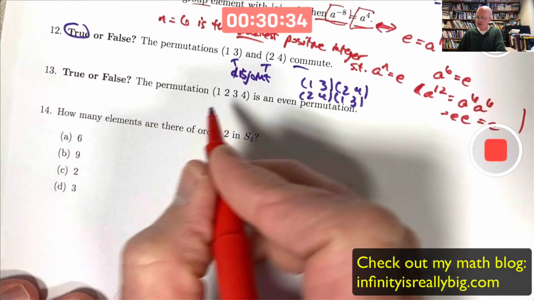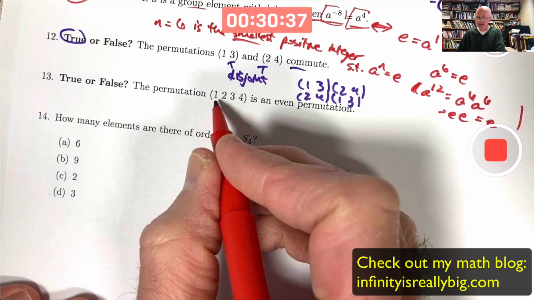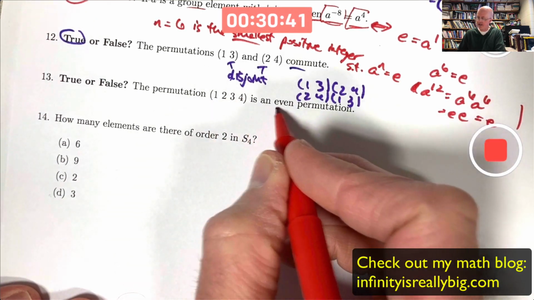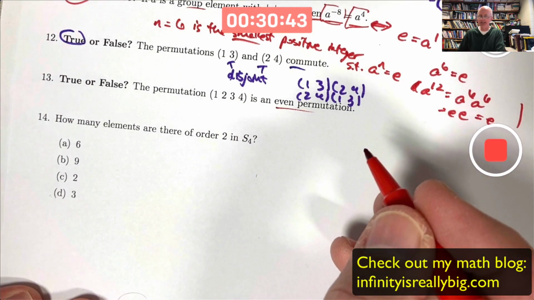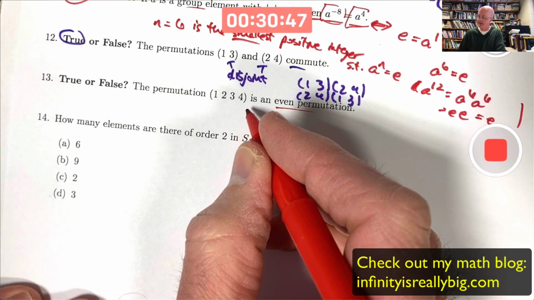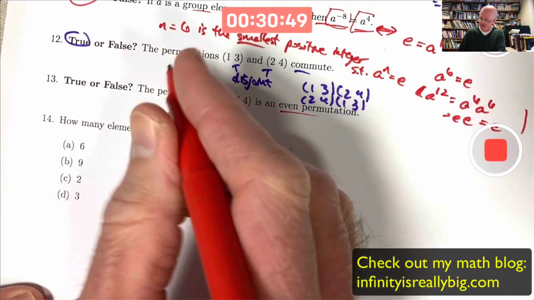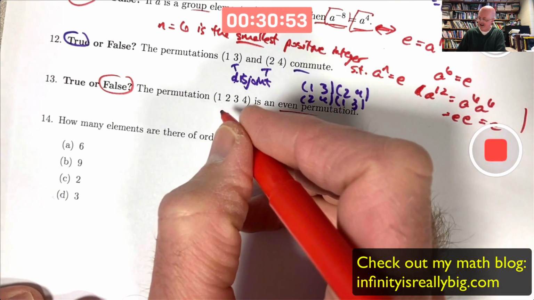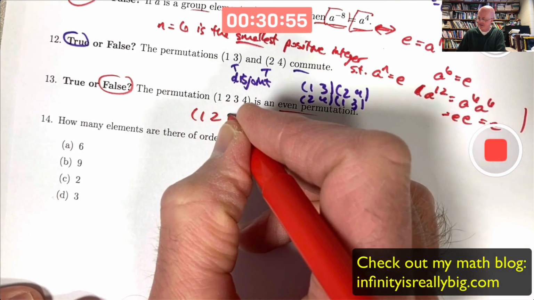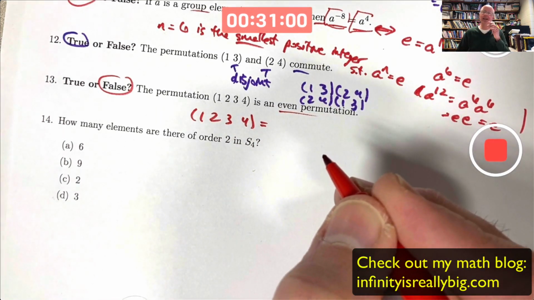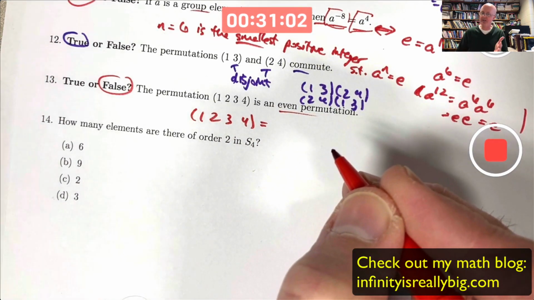True or false, the permutation (1 2 3 4), where 1 gets mapped to 2, 2 gets mapped to 3, 3 gets mapped to 4, 4 gets mapped back to 1, is what's called an even permutation. Is that true or false? You might think it's even because there's an even number of numbers in this cycle, but that actually means it's false. As a permutation, it's actually what's called an odd permutation. What does that mean?